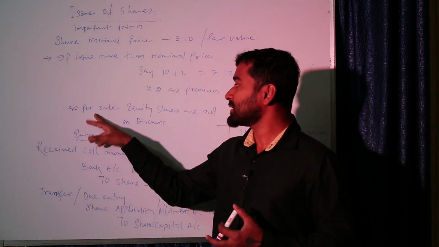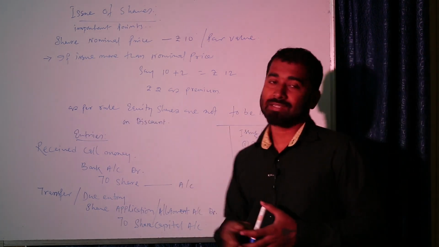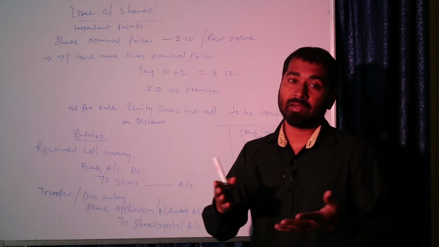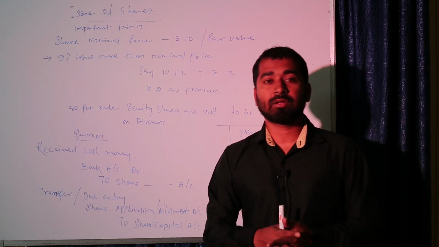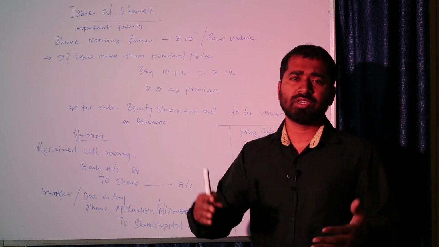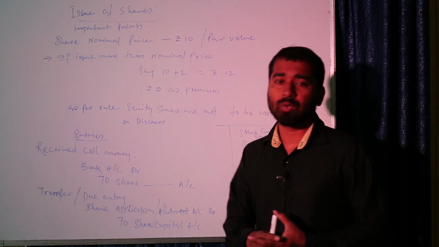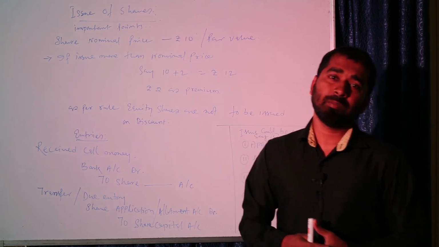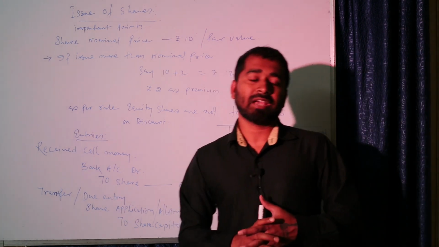Next, as per the rule, equity shares are not to be issued at a discount. If you are thinking that the rate of the share can be reduced, no, it is not like that. Before, you could issue shares at a discount also, but at present, if you are going to issue shares, it would be at a premium or at par value, not at a discount. Now, what are the entries we are actually writing?